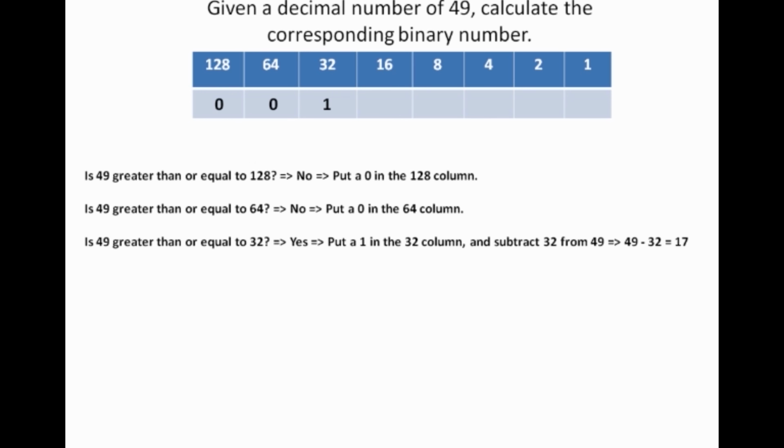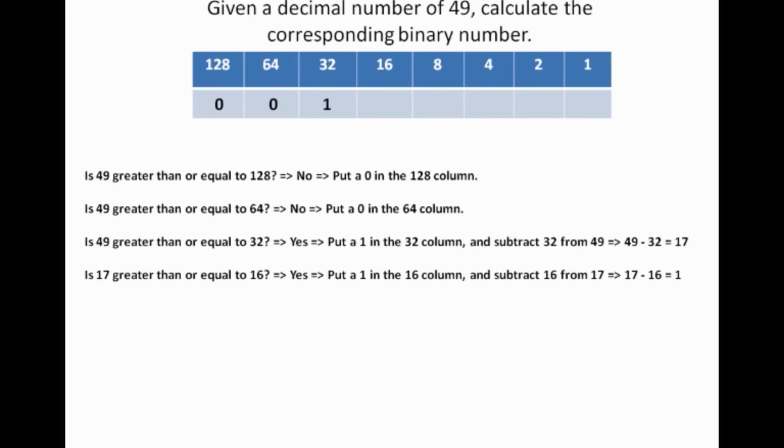calculate the remainder. We're subtracting 32 from 49. That's going to give us a remainder of 17, which means we're going to ask, is 17 greater than or equal to 16? Yes, it is. We put a 1 in the 16 column. We see what's left. We subtract that 16 from 17, giving us a remainder of 1. And we say, is 1 greater than or equal to 8? No, it's not. We put a 0 in the 8 column.